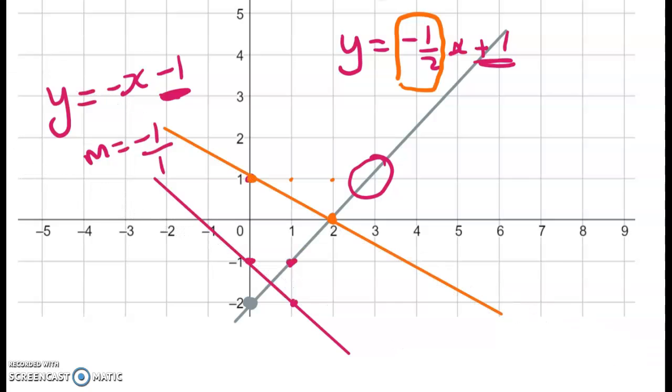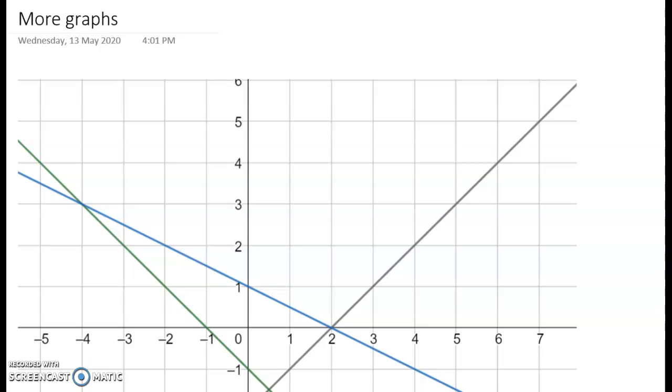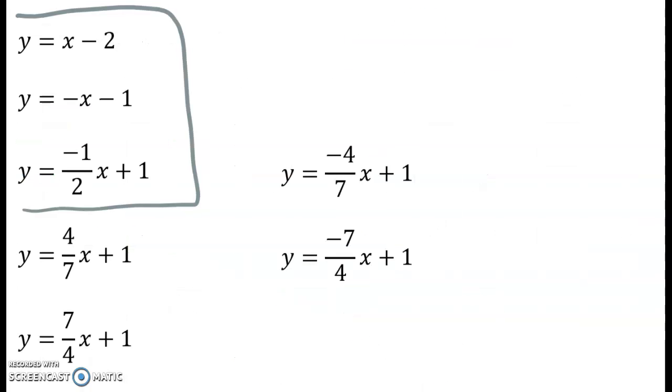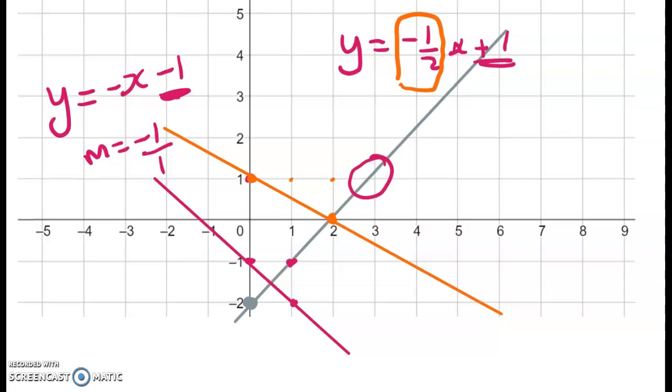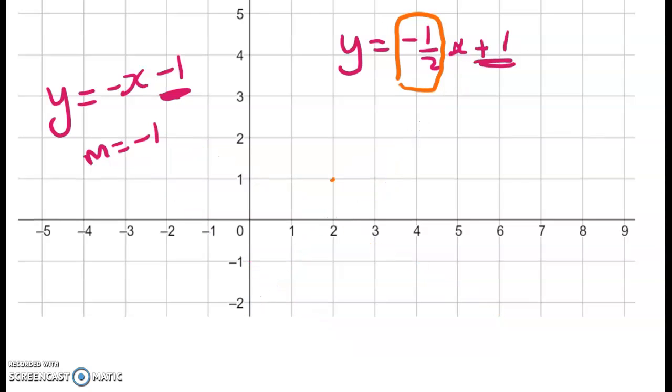I've done another blank set of grids for the next graphs. Oh, there we are. That's the first 3 there. Actually, I haven't. I'm just going to remove all of these and we'll do the last ones.